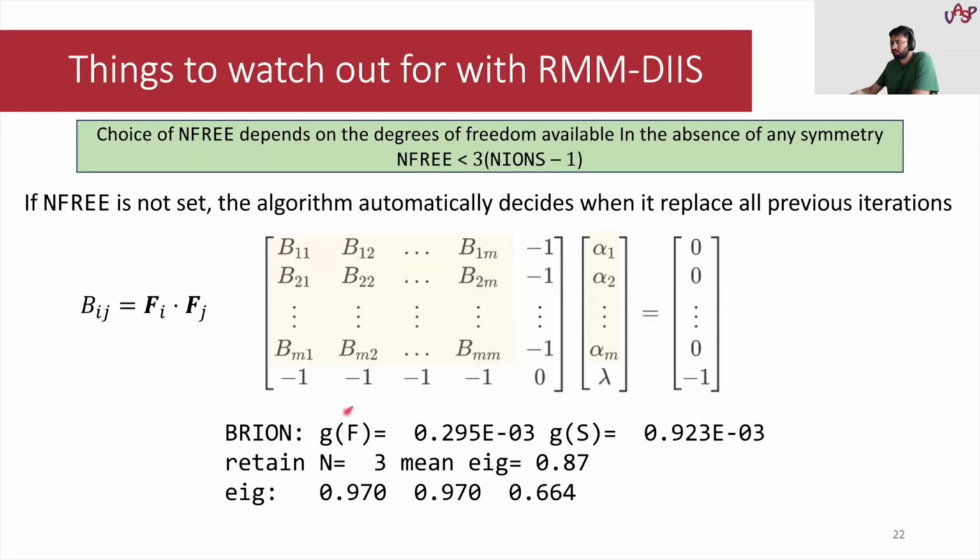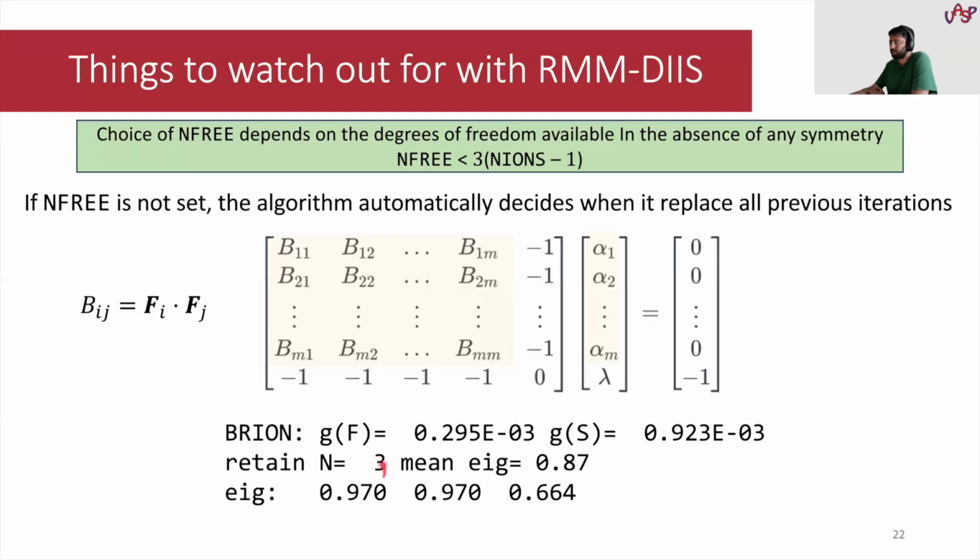A good heuristic to remember is VASP determines NFREE, but it determines it based on what this matrix, or the inverse of this matrix, and its associated eigenvalues look like. You can see this in the OUTCAR file. It writes out something in the stdout, where the norm of the forces will be given here and the norm of the stress will be given here, just to give you an indication of where you are. And then it will tell you how many eigenvectors or eigenvalues it will retain, how many steps prior it will retain.